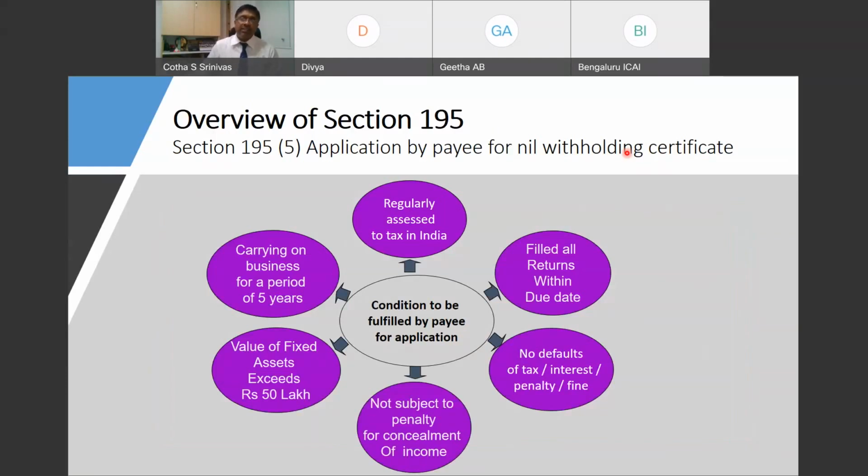Is it that every non-resident can apply under 195(3)? The answer is no. There are certain requirements. He should be regularly assessed in India. He should have fixed assets exceeding 50 lakhs. He should be carrying on business for more than 5 years. So the non-resident should have a presence in India. Then only he will be allowed to apply under 195(3) for nil withholding of taxation. So not every non-resident, if he has started a business or done some services in India, can apply under 195(3).